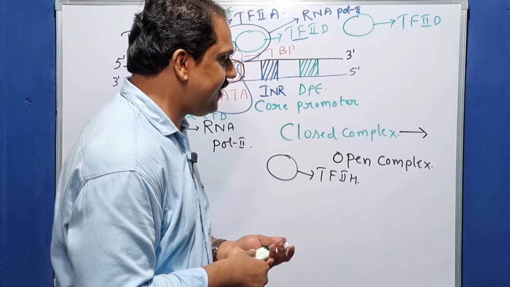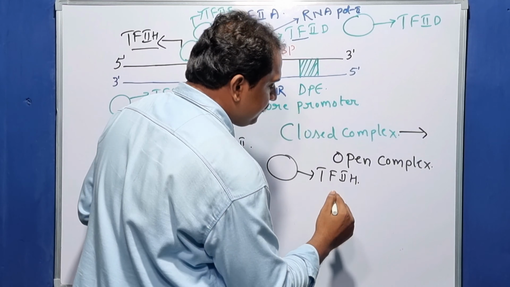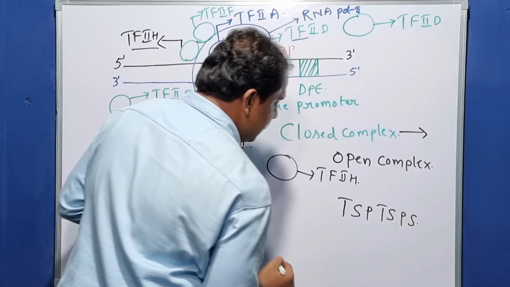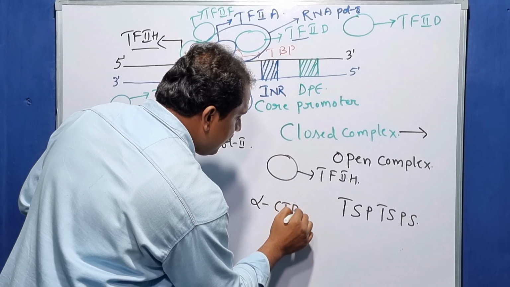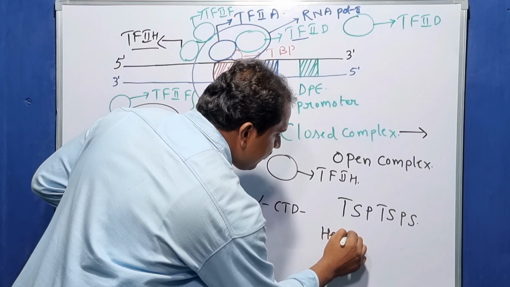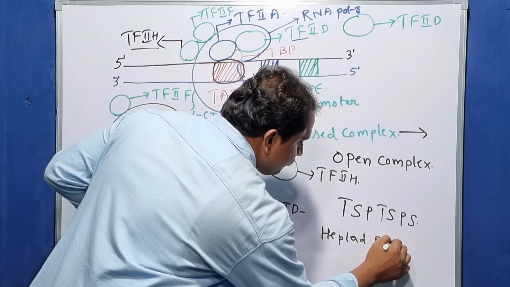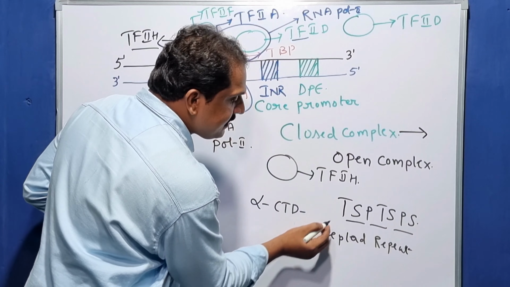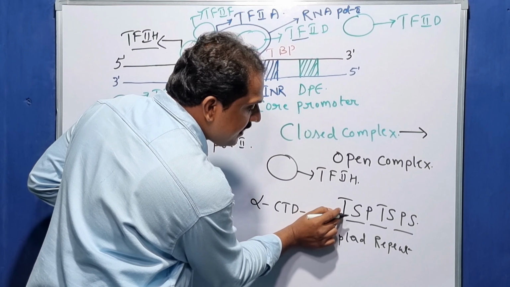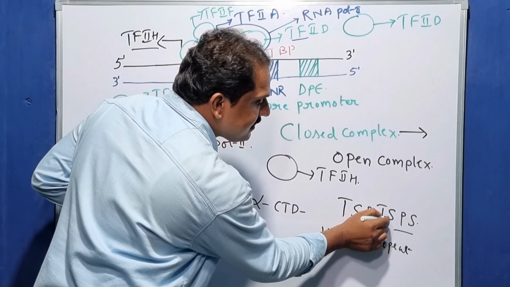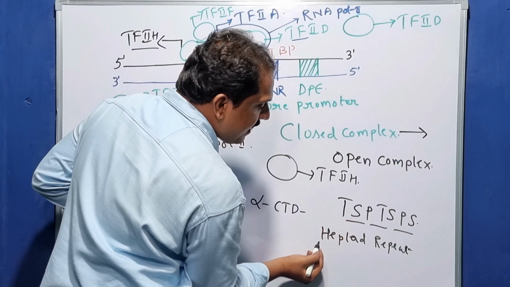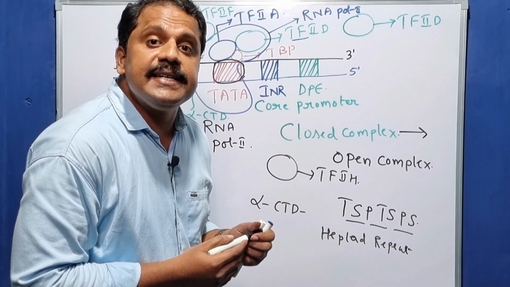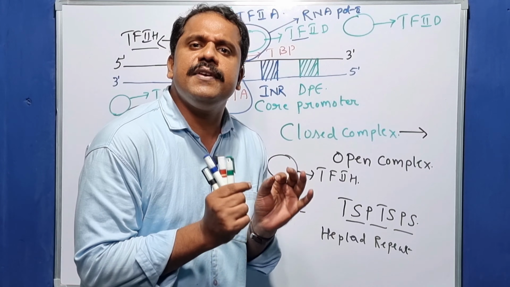So let me write it here. What is it? YSPTSPS. The C-terminal domain possesses a heptad repeat sequence, and it is nothing but what? YSPTSPS. That means it consists of tyrosine, serine, proline, threonine, serine, proline, serine. So the serine amino acid, which is present at the second position of the heptad repeat sequence, acts as a hotspot for the successful binding of TFIIH.